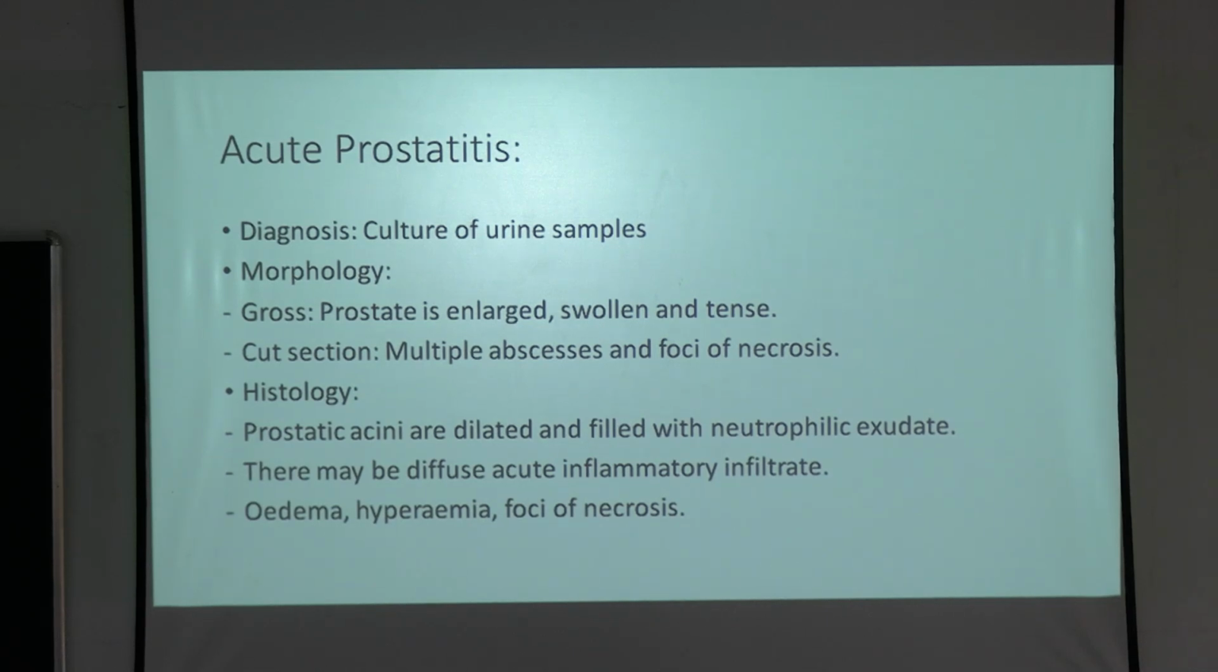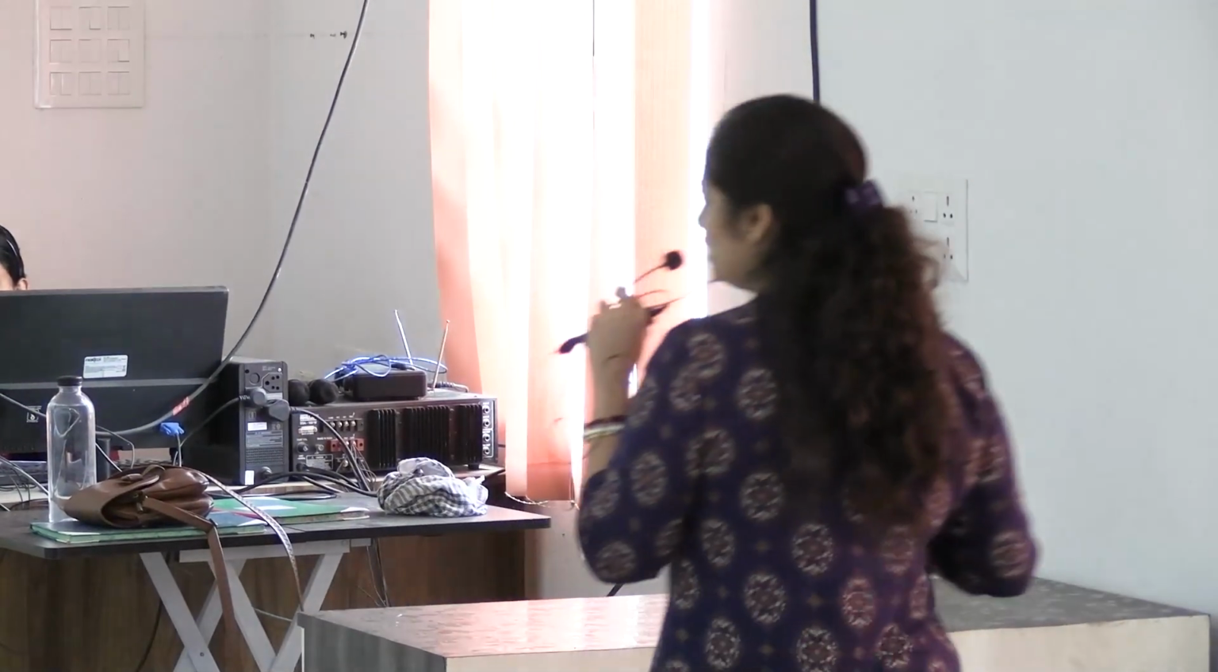You will see the prostate gland is enlarged, swollen and tender, okay, it will remain tense, okay, due to acute inflammation. On cut section there will be multiple abscesses and foci of necrosis. Now in histology, like if you see a microscopic section, what will you see? The prostatic acini, they are dilated and filled with neutrophilic exudates. So because of neutrophilic exudates we are calling it an acute inflammation, okay? And there may be diffuse acute inflammatory infiltrate, edema, hyperemia and foci of necrosis, okay?